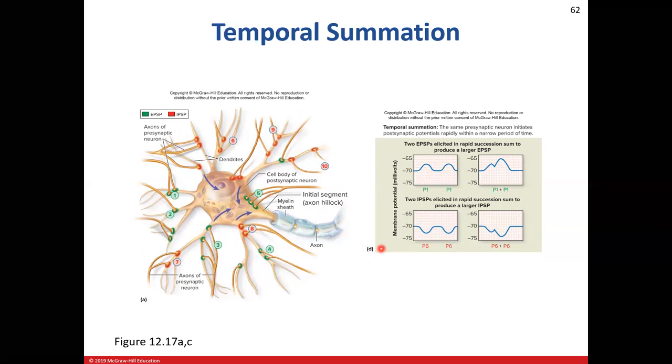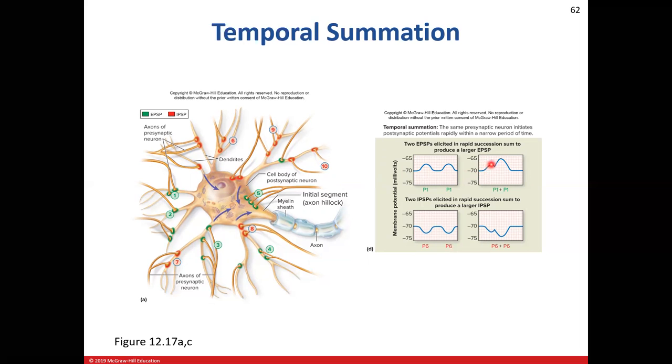Now, with temporal summation, these generate the signal at the same location. So these are postsynaptic potential 1. You'll see these are EPSPs. So we have one signal coming in, but then we have another one following it right away. You can have two separate ones that are further spaced apart. You get one signal, it comes back to resting. You get another signal. But what happens if they come closer together in more rapid fire succession?